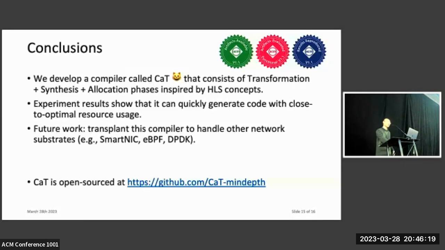To conclude, we developed a compiler called CaT, short for code generation and table allocation, that consists of 3 phases. Experiment results show that it can quickly generate code with close to optimal resource usage. In the future, we also want to transplant this compiler to handle other network substrates such as SmartNIC, eBPF, and DPDK framework.